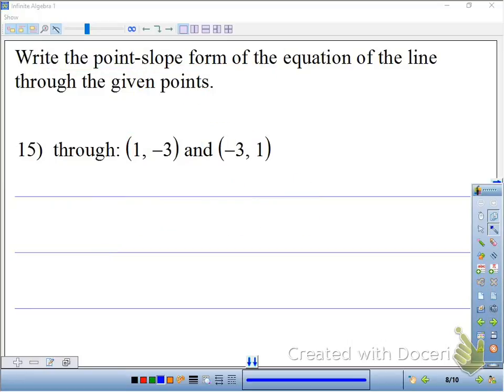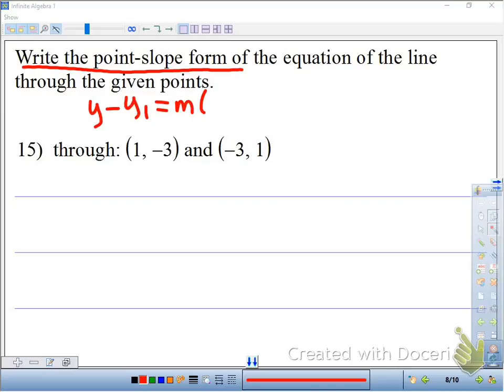Okay, again, first thing I look at, my instructions. The instructions say write the point slope form. Well, again, point slope form is y minus y1 equals m parentheses x minus x1. And the first thing I see is, do I have a slope? And I don't have a slope. So I'm going to have to use my slope formula, and I need to find my slope first.